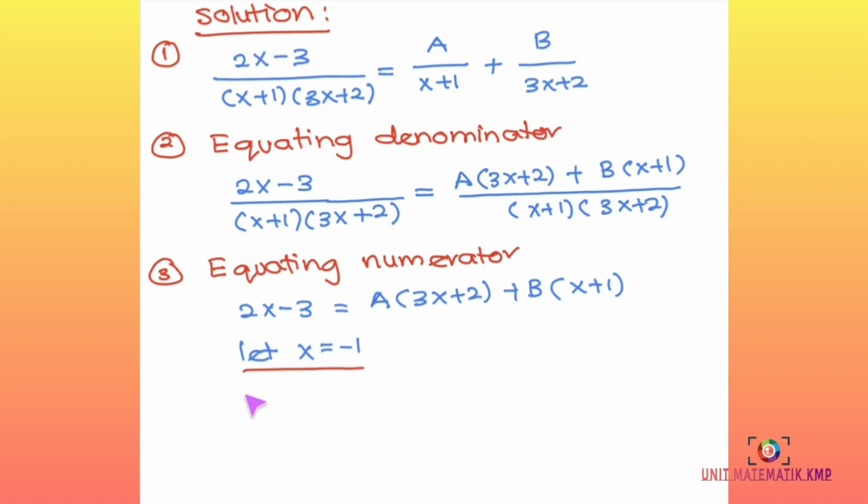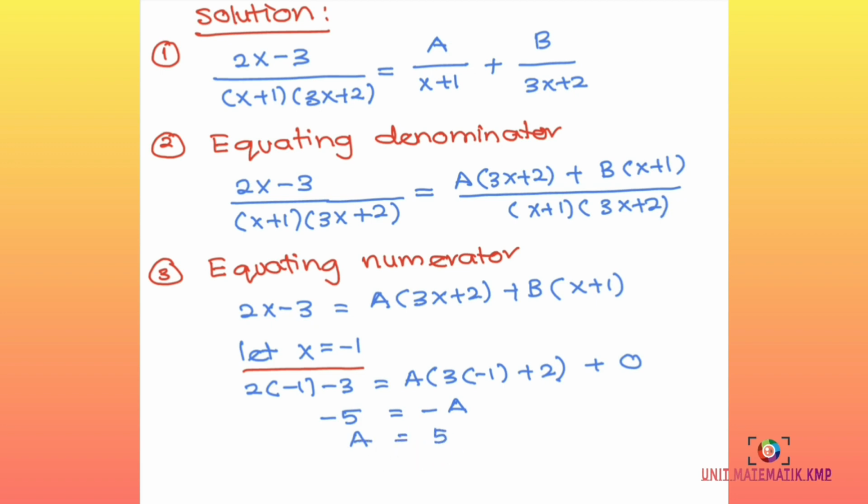So substituting, we have 2 times negative 1 minus 3 is equal to A times (3 times negative 1 plus 2), and here plus 0, because negative 1 plus 1 is 0, and 0 times B is 0. We can find the value of A here. Negative 2 minus 3 is negative 5, equal to negative 3 plus 2, which is negative A, right? So A is equal to 5.